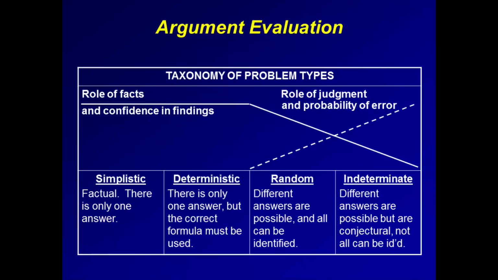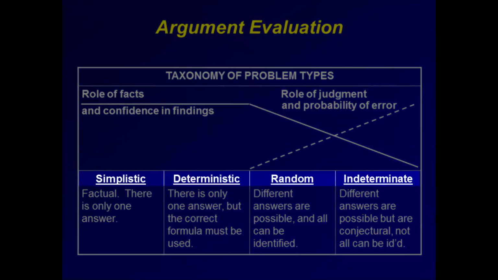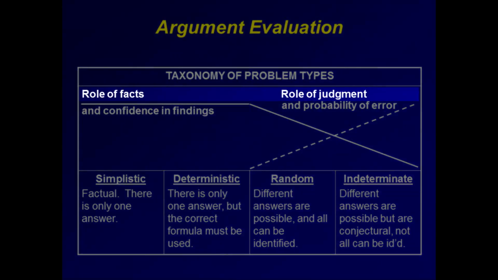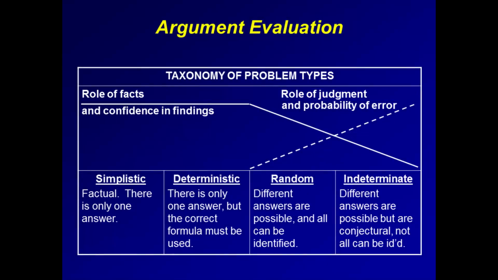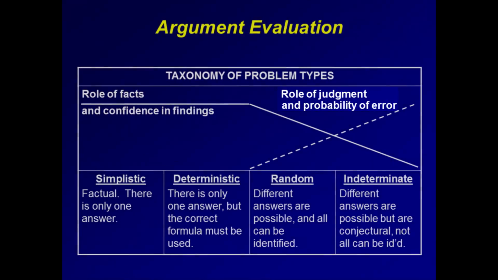When evaluating an argument, it is imperative that you are able to distinguish what type of problem the argument is addressing: simplistic, deterministic, random, or indeterminate, so you can determine the role that facts and the role that judgment play in developing the chain of reasoning used in the argument. Simply said, the more judgment that is used, the more likely that the argument will contain errors, because the accuracy of the argument is now contingent upon those judgments proving true.